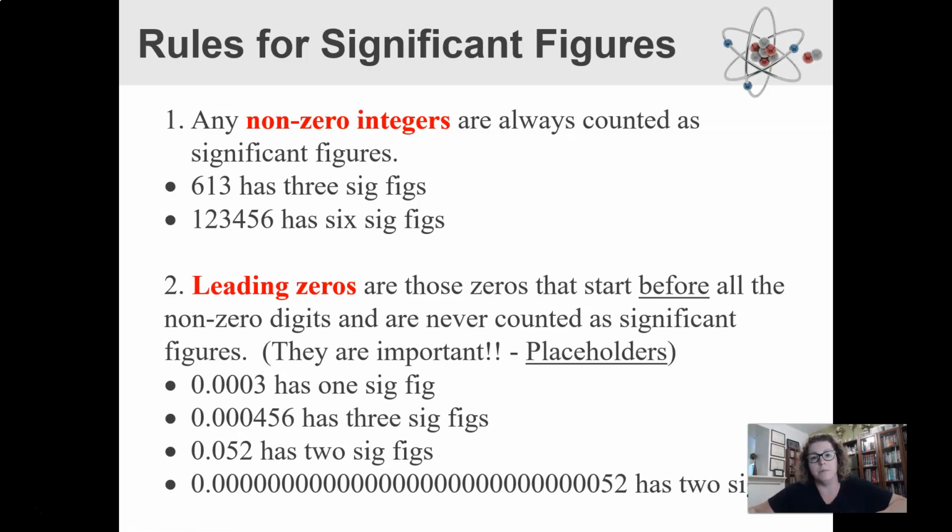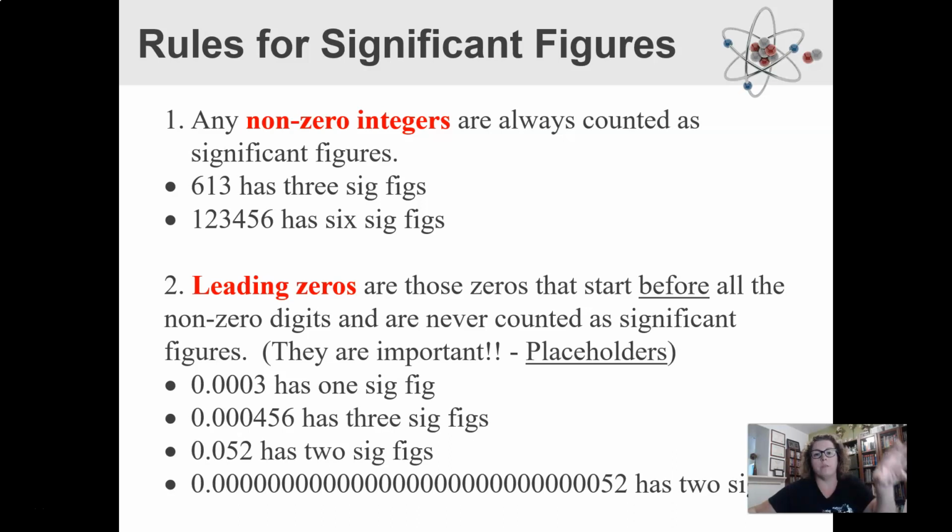Rule number 1 is very simple. Basically, any number that's not 0 is significant. So we call it a non-zero integer. As you see in the 2 examples, I don't see any zeros, so every number that you see in those 2 examples is significant. It's where that 0 is placed.